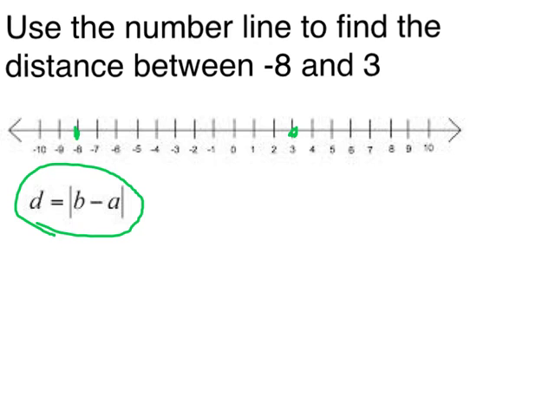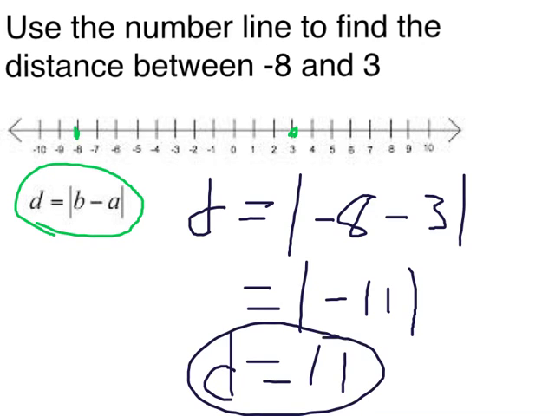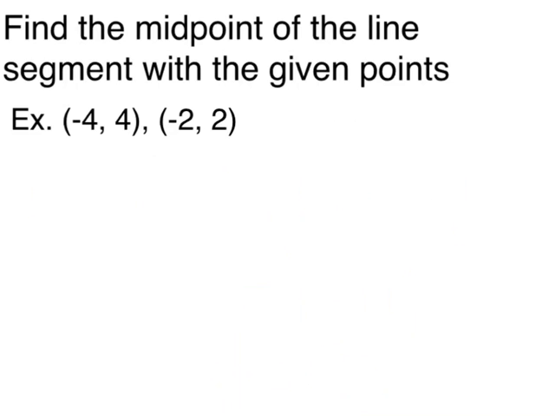So let's go ahead and try this first problem. We have distance equals the absolute value of -8 minus 3. If you subtract that, you'll get -11. With the absolute value, the distance will be 11. Alright, and if you don't want to do that, if you want to count it out, you can go 1, 2, 3, 4, 5, 6, 7, 8, 9, 10, 11. So we get 11 too, so this works out. Alright, on to the next example.